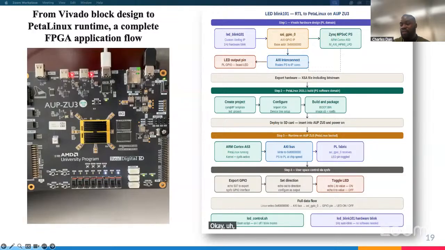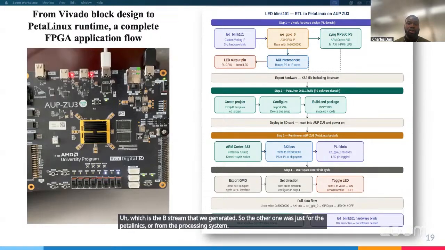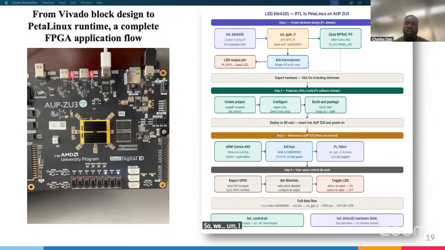Okay. If you can take a look at it, it's supposed to be a video, but for some reason it's not playing. But the two LEDs on the bottom part of the switches, you can see one was for the AXI GPIO pin, and one we blinked from the PL side, which is the bitstream that we generated. The other one was just for the Petalinux, or from the processing system. So I used the two communication protocols.